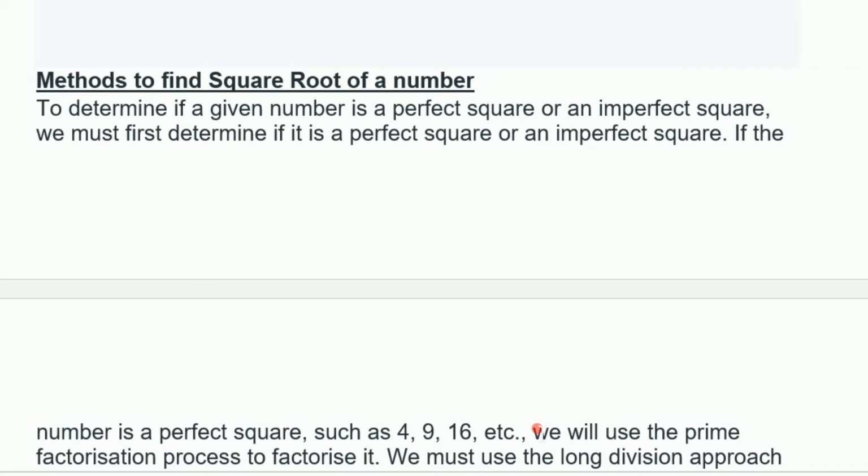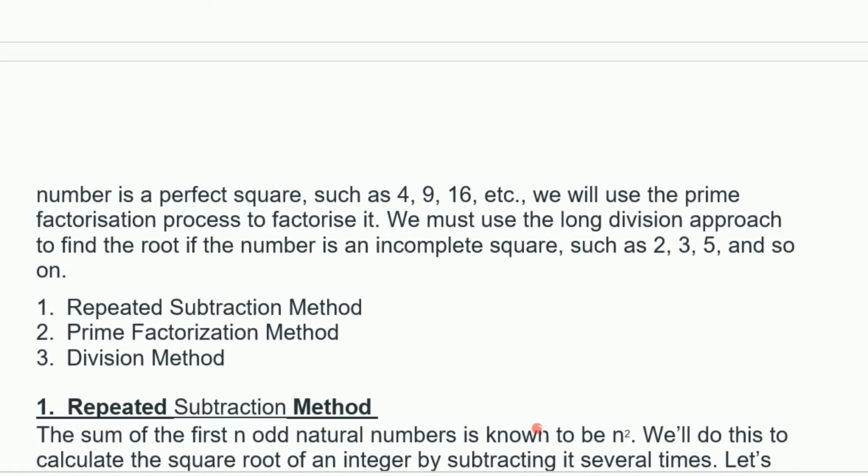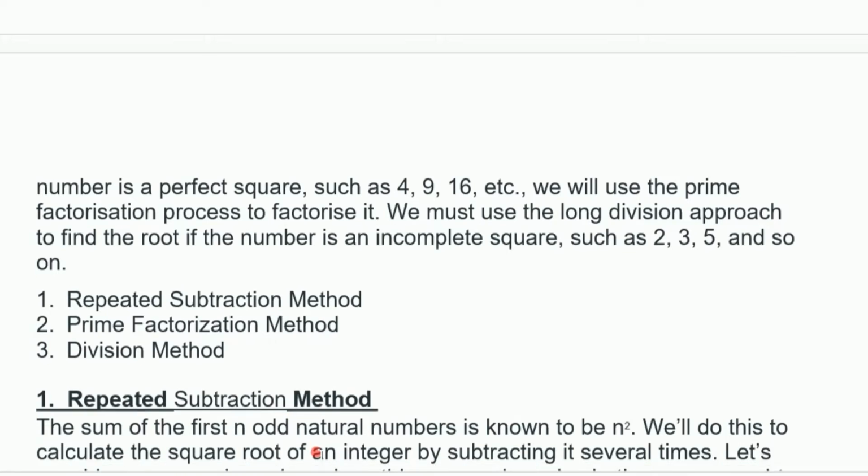Now, methods to find the square root of a number. There are three methods to find the square root of a number: the repeated subtraction method, the prime factorization method, and the division method. Some who have done PUC science know about this process, but still for the common student, I am repeating these things.